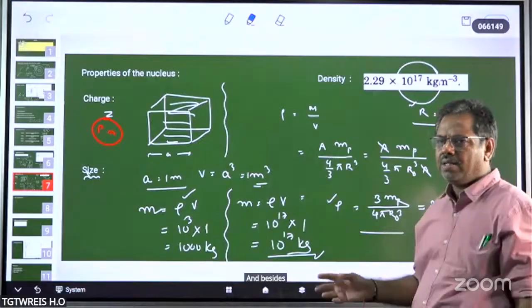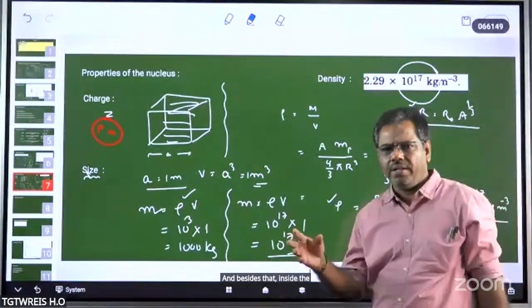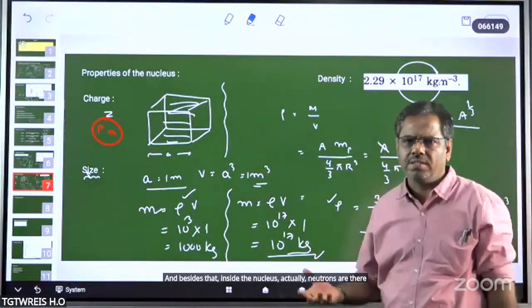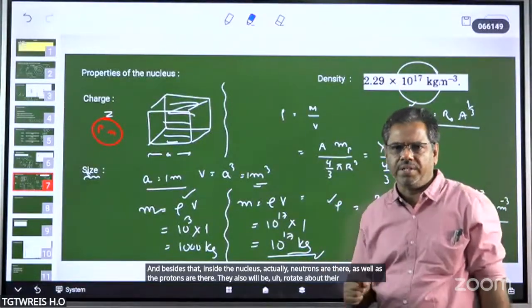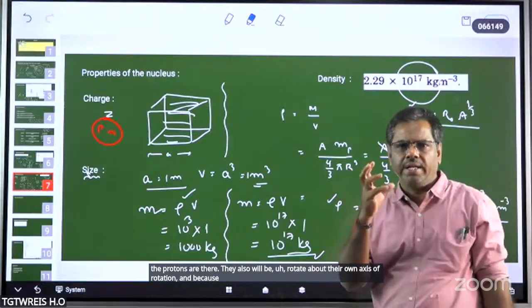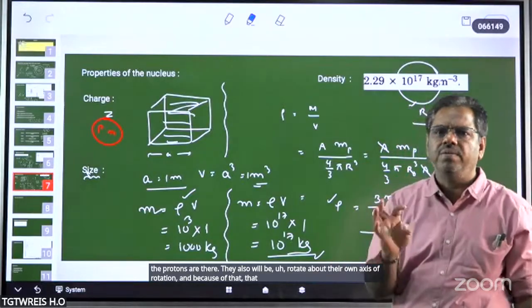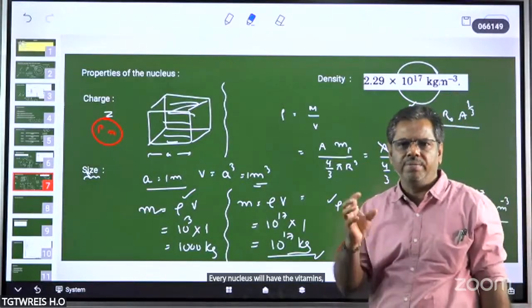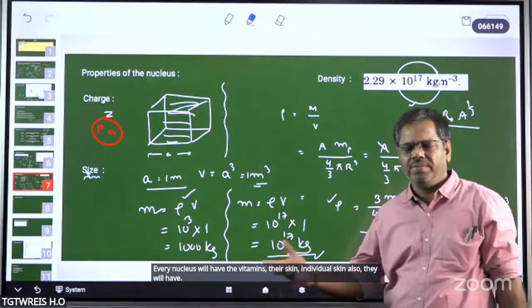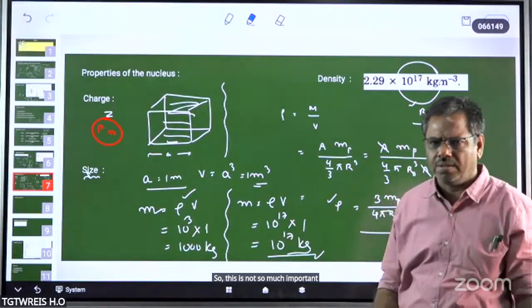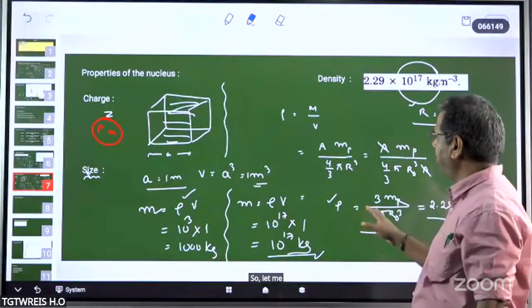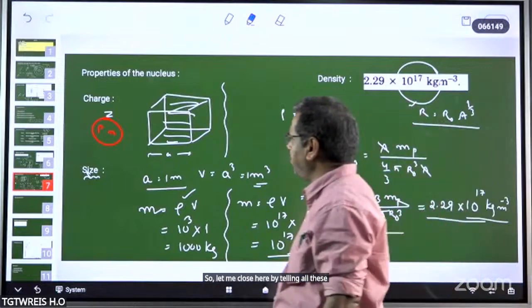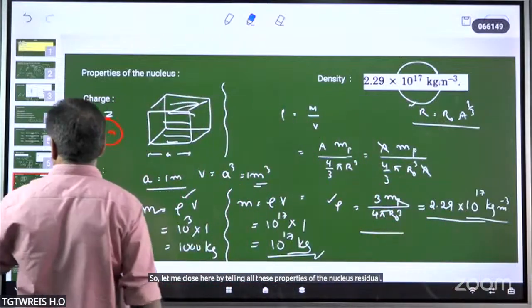Besides that, inside the nucleus, neutrons as well as protons rotate about their own axis of rotation. Because of that, every nucleus will have individual spin also. Which is not so important to us for the present study. So let me close here with all these properties of the nucleus, then come to the next one.